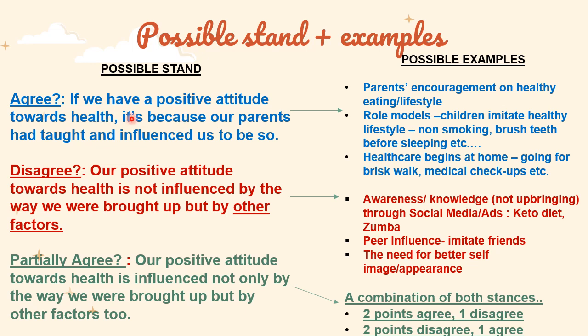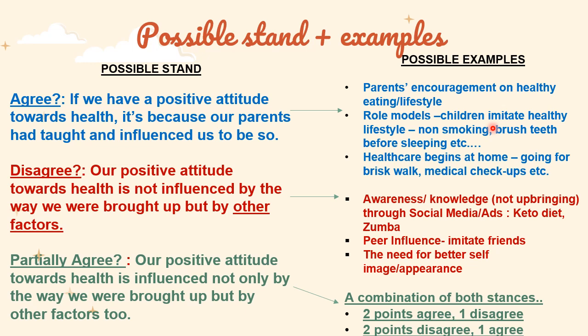So what will be the possible examples if you agree? You may talk about a healthy lifestyle, the way parents encourage you to have healthy eating. You don't eat junk food, you don't take fast food, you take supplements. These are all the encouragement. So these are the real life examples that you can show in order to show how parents instill positive attitudes among the children.